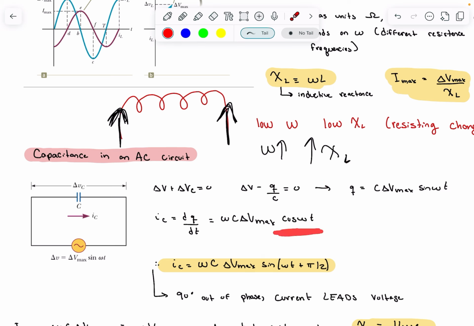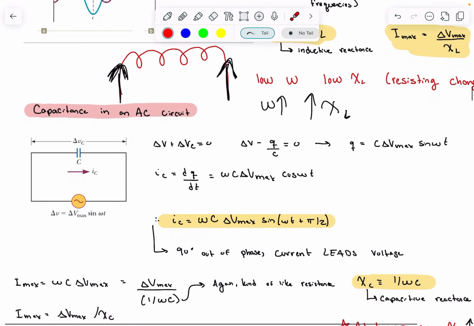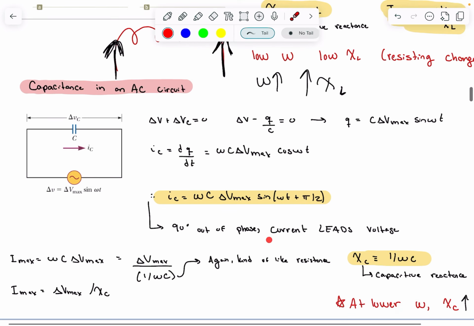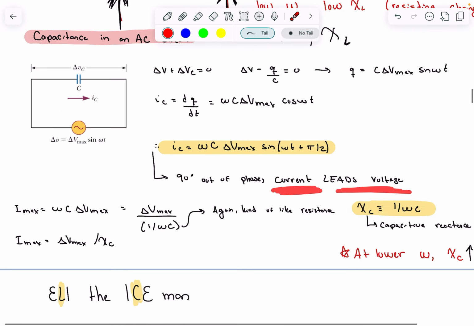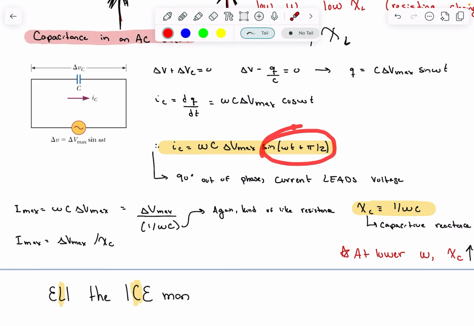Same thing, we don't want a cosine, we want a sine. So we see that I C, the current across the capacitor, is equal to omega C delta V max sine of omega t plus pi over 2. So again, it's out of phase by 90 degrees, but here it's the current that is leading the voltage. If we want to look at I max, it happens when this value here is equal to 1. So I max is equal to omega C delta V max. We're going to put it in the same form as last time, where we have delta V max on the top and then 1 divided by omega C on the bottom.